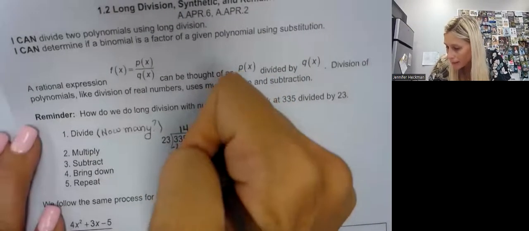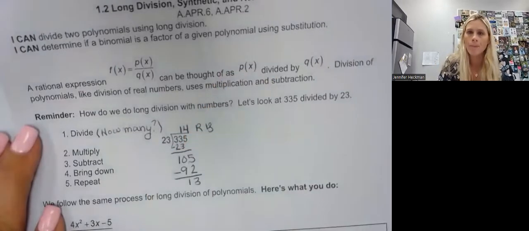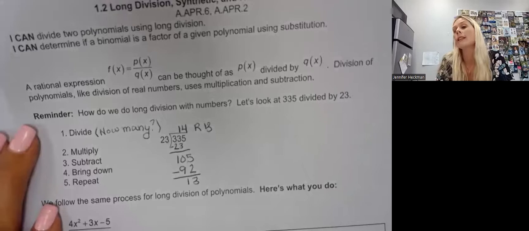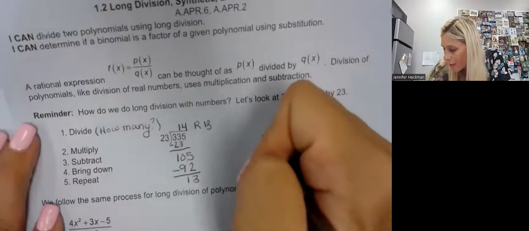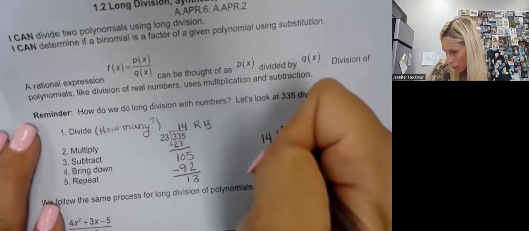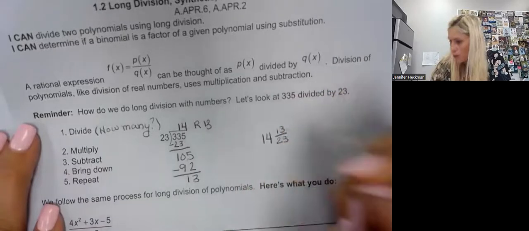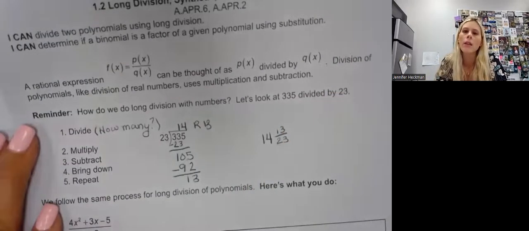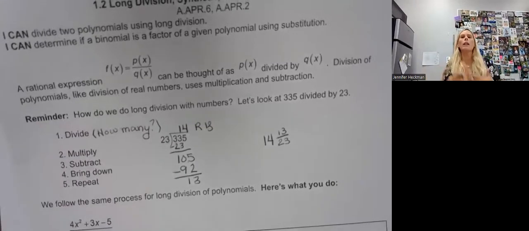And in the past, when you first learned long division, you had a remainder 13. Then we got a little bit more sophisticated, and some of your teachers were like, well, instead of having a remainder, what we're going to do is put that remainder over what we divided by. So that would be 14 and 13 over 23. Okay, so that's what we did in elementary. That's what my son is doing.